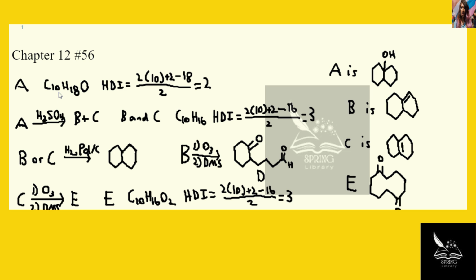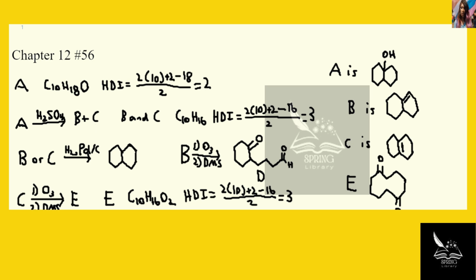To start, we're told that molecule A has a molecular formula of C10H18O. If we calculate the hydrogen deficiency index for A, we get the number 2. The other piece of information regarding A is that treatment with sulfuric acid gives us B and C.